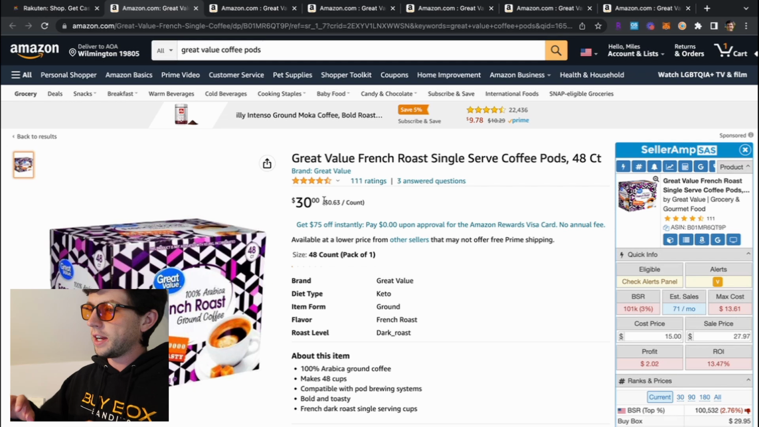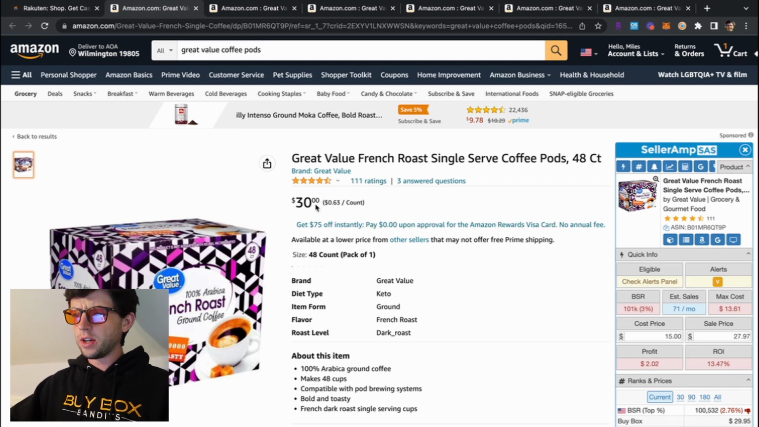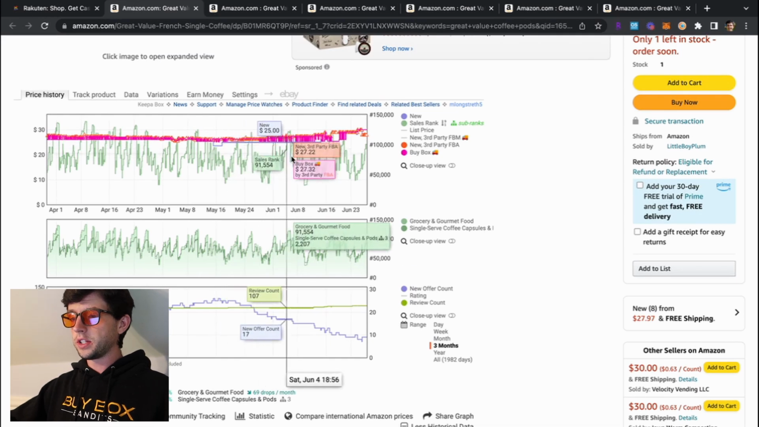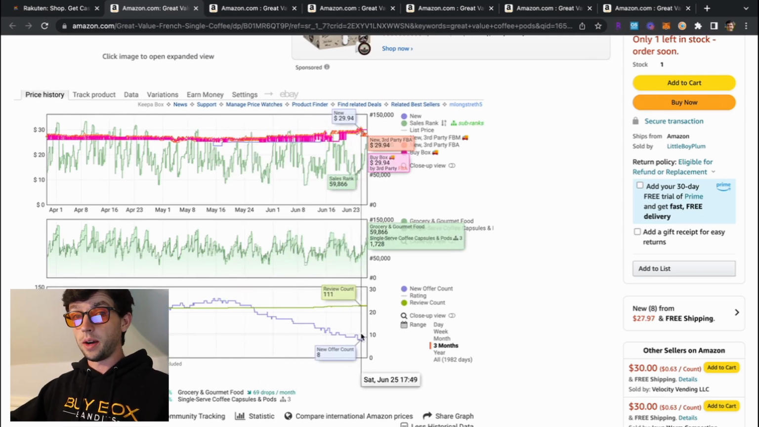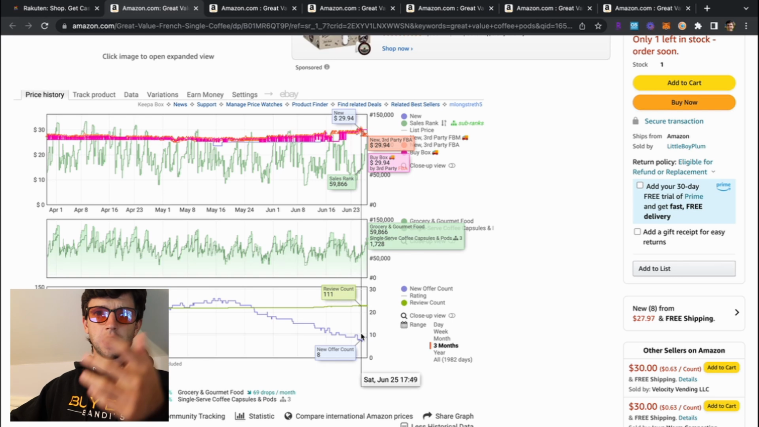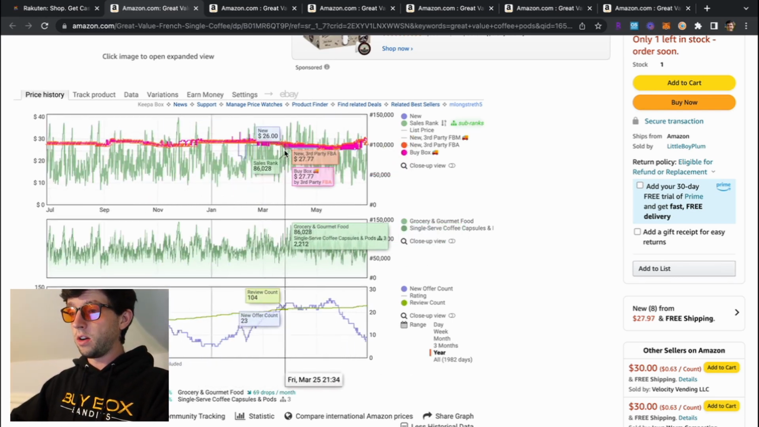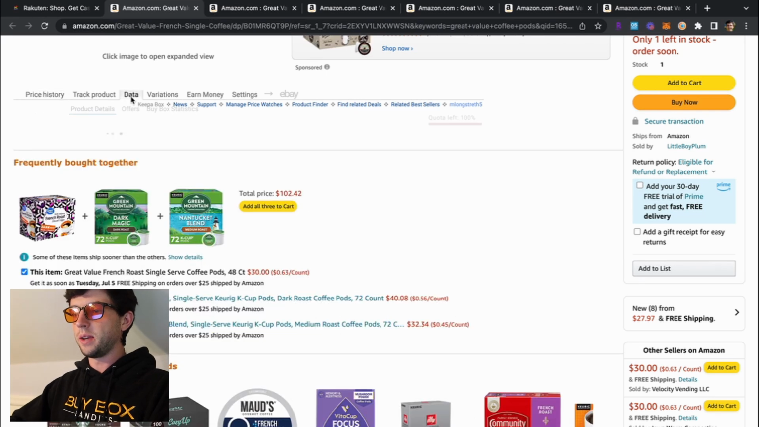This first item, French roast, has interesting packaging. Looking at the Keepa chart, this actually isn't bad in terms of the competition. The competition is very low. Anything below like 15 or 20 is pretty low from what I've seen. The volume's kind of all over the place, but the price is actually incredibly stable, which is good.